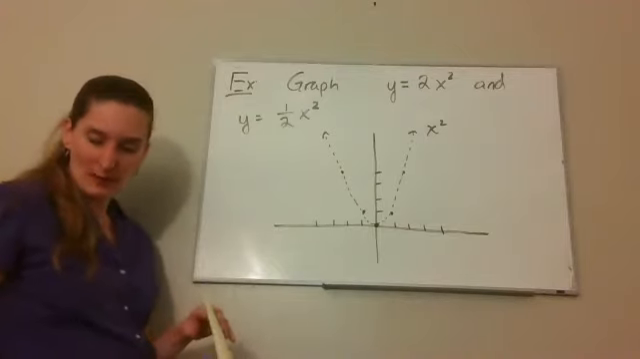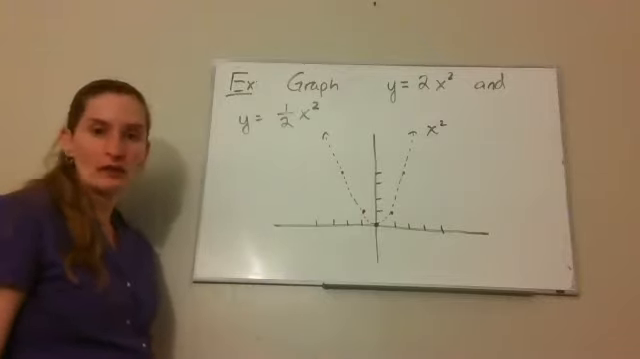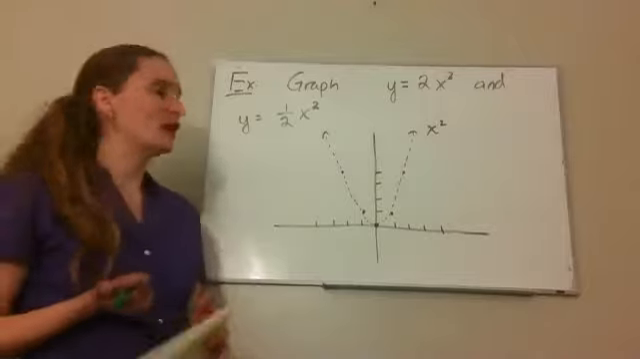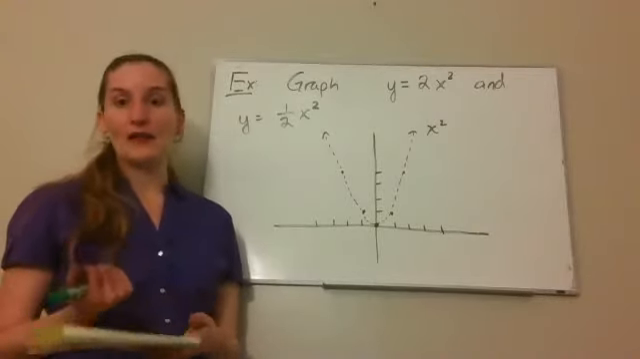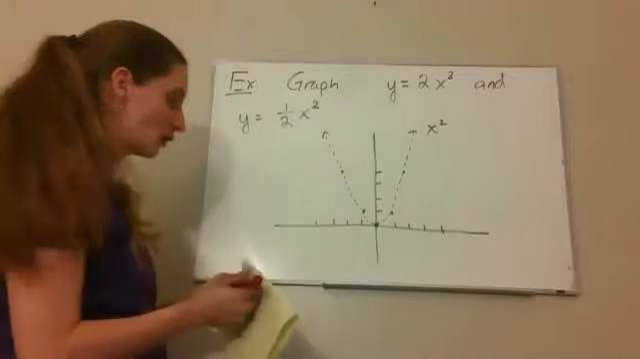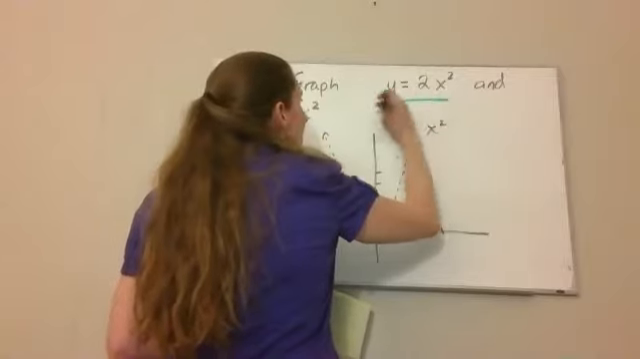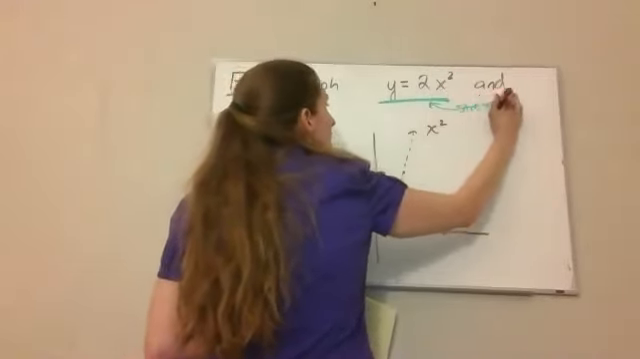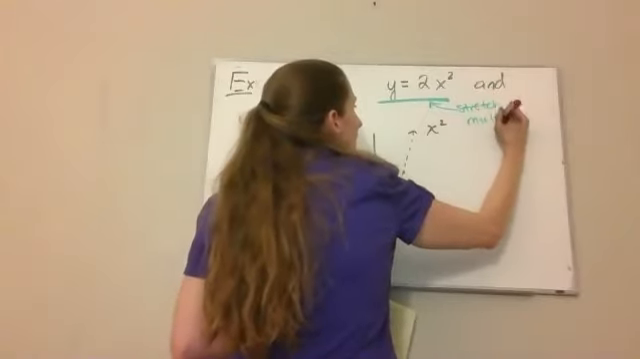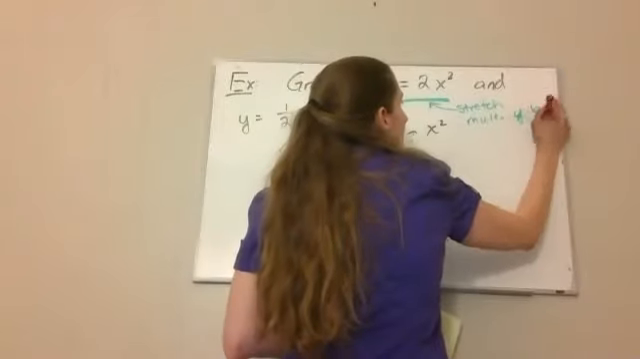Now remember, when it's being multiplied on the outside like that, this is going to be a vertical stretch or a shrink. And that means that we can figure this out by multiplying all of the y coordinates by our value of a. So I'm going to graph this one first, the y equals 2x squared. This is going to be a stretch, and we're going to have to multiply our y coordinate by 2.